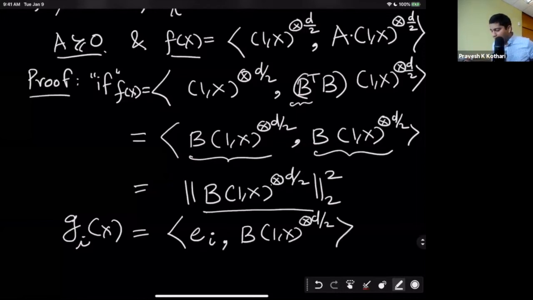And lo and behold, the reason I can write it as g_i(x) is because it's a polynomial of degree at most d over 2. B is a matrix of constants. It's applied to this vector of monomials of degree at most d over 2. So g_i here is actually simply a polynomial of degree d over 2.